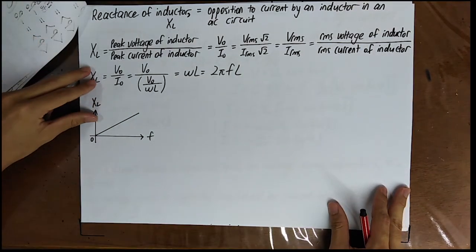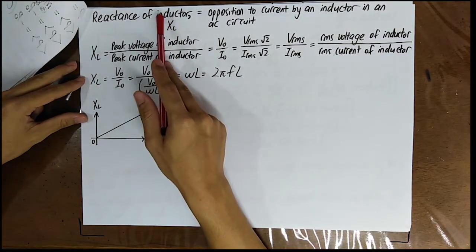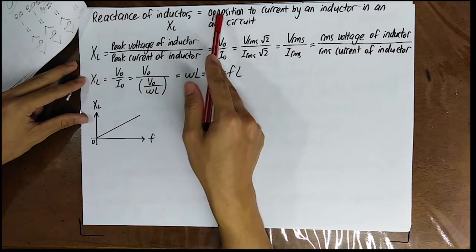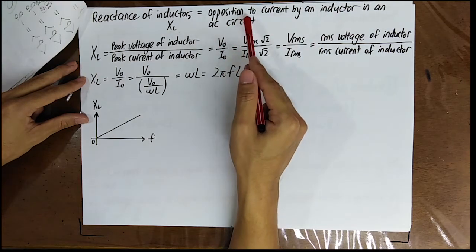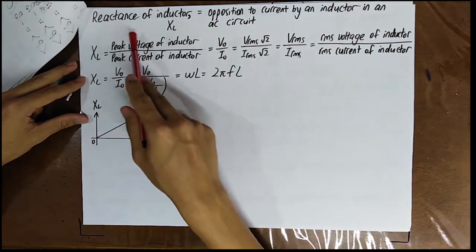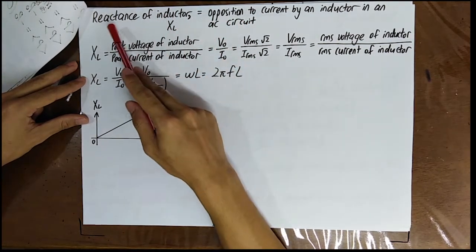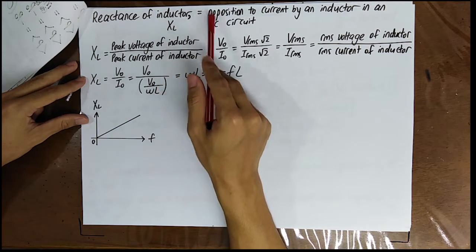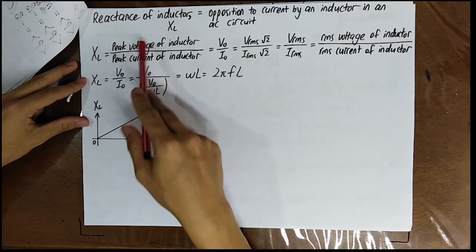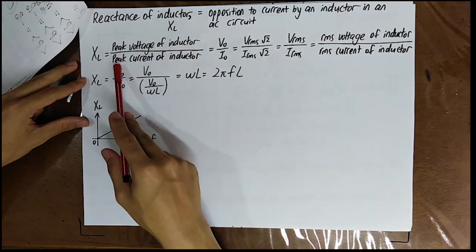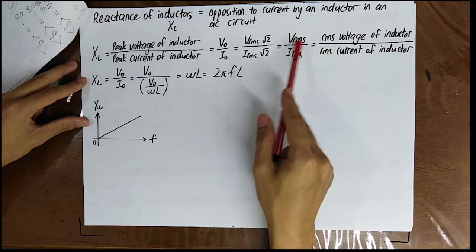Now I want to introduce a new variable called reactance. Reactance of inductor is the opposition to current by an inductor in an alternating current circuit. This is the definition that you will give in your examination when you are asked the definition of the reactance of an inductor. Reactance of an inductor XL is equal to the peak voltage across the inductor divided by peak current of the inductor, which is V0 divided by I0, which is equal to Vrms over Irms.